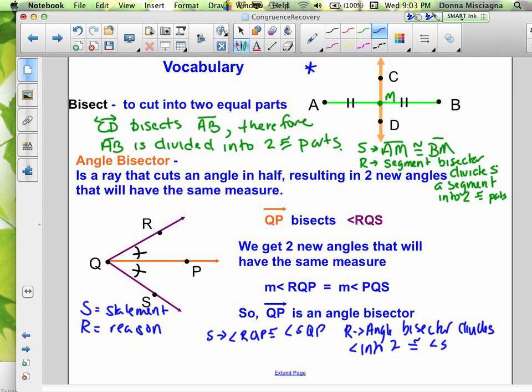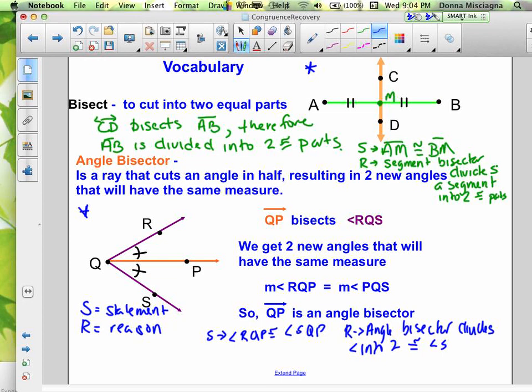And then angle bisector. An angle bisector is a ray that cuts an angle in half, resulting in two new angles that will have the same measure. So here's our diagram. Ray QP bisects angle RQS. We get two new angles that will have the same measure, because it's cutting the one angle in half. So the measure of angle RQP is equal to the measure of angle PQS. So ray QP is an angle bisector.